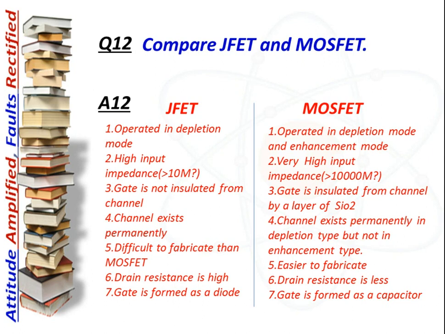In JFET, drain resistance is high. In MOSFET, drain resistance is less. In JFET, gate is formed as a diode. In MOSFET, gate is formed as a capacitor.